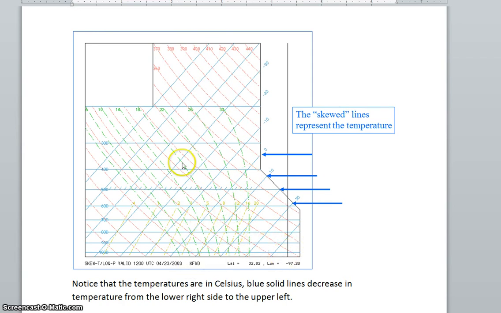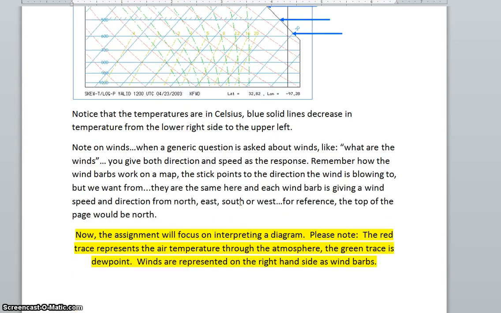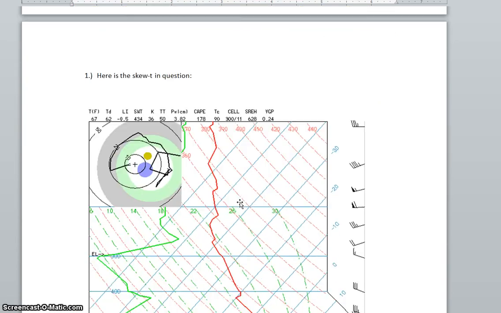As you go up in the atmosphere, the temperature is decreasing, but you notice it's at an angle. There are reasons for this, but we're not going to worry about those reasons at the level of this class. This is, again, just an introduction to what we do with that radiosonde information.